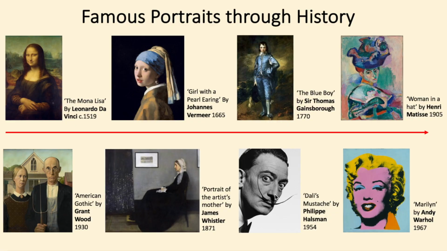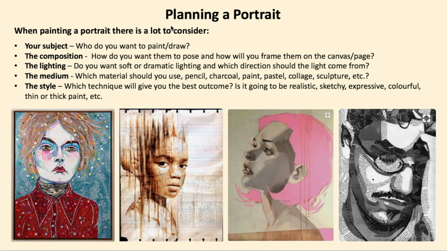Interesting compositions. When planning a portrait, there's lots to consider. We're going to go through these things in detail. So subject, who you want to paint, your composition, how you place that person within the frame, the lighting, whether it's dramatic lighting or soft lighting, the medium, whether you're going to be painting in oils or watercolour, or whether you want to do a drawing, and then what style. So is it going to be sketchy or detailed or thick paint or thin paint?